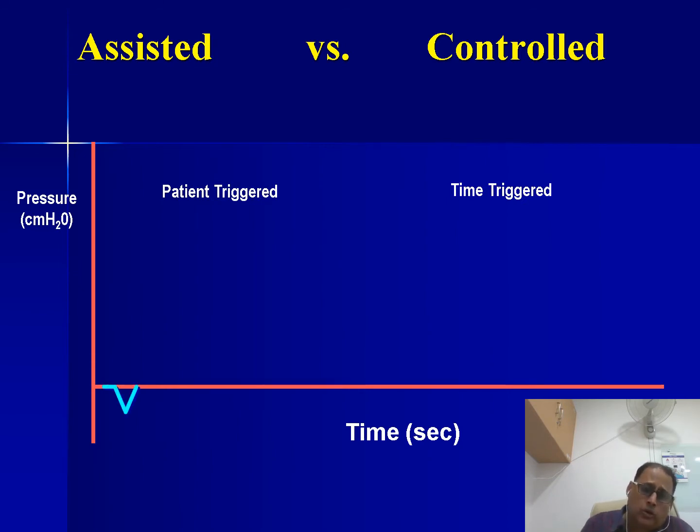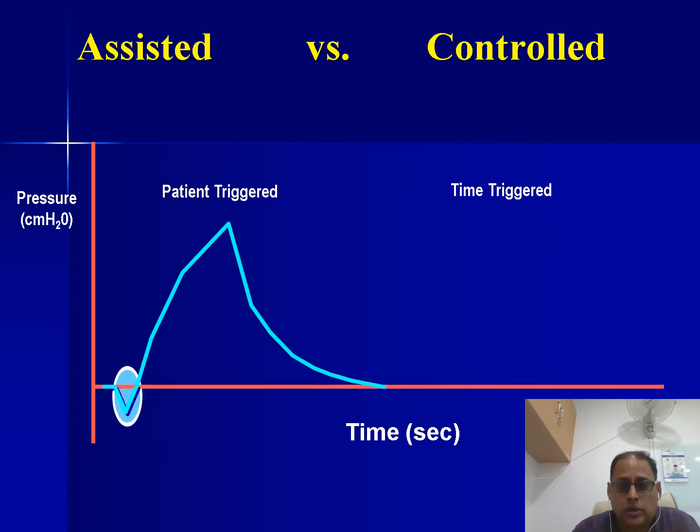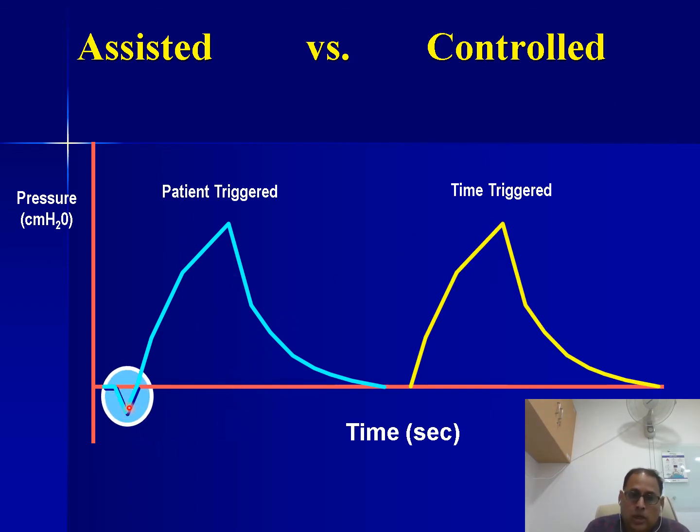Now this is a very important graph. This is a pressure versus time graph, and there are two breaths shown here. The first breath, which is in blue, you will appreciate this is the triggering. So here there is a patient triggered breath where the patient is making an effort, and since the patient has a negative pressure ventilation, the patient pulls in air, so there is a downward deflection at the beginning of the breathing. So this is an assisted breath or a patient triggered breath.